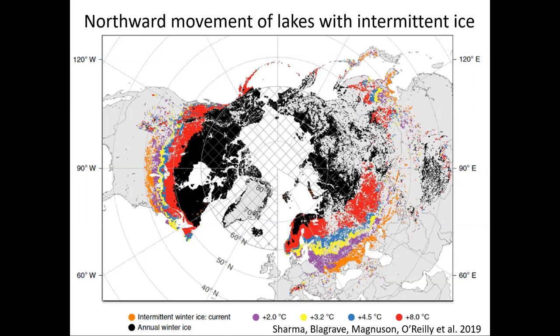And we call this condition intermittent ice. And that's because between the first year when you finally miss a year of ice cover, there are many, many years before, in fact, they never freeze.